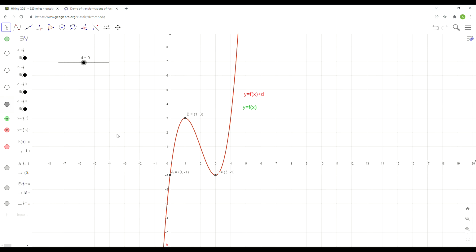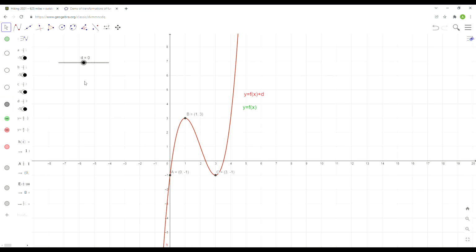Now let's think about what happens if we transform a function like this. We're taking y equals f of x plus d. So our y coordinate is just going to be f of x plus d. What's going to happen if we set d equal to 1? Pause the video and have a think about what will happen to this point if we set d equal to 1.